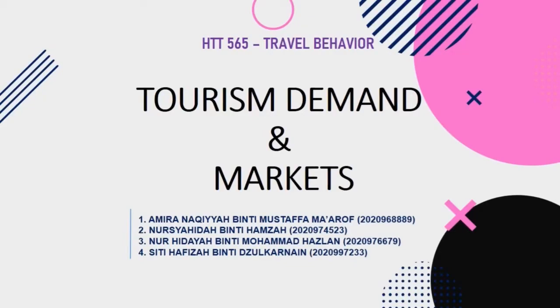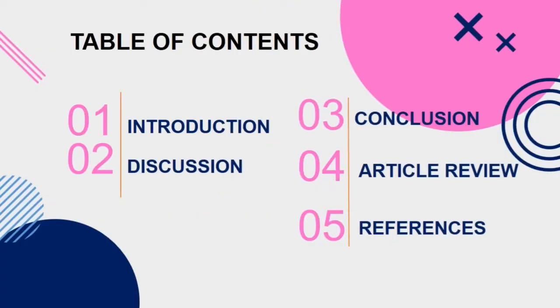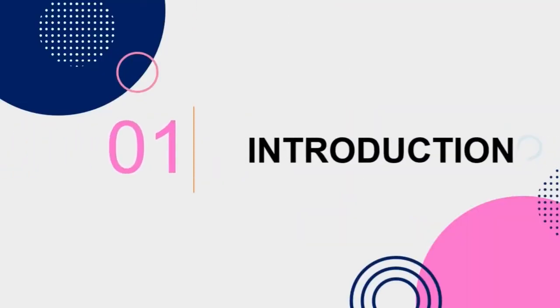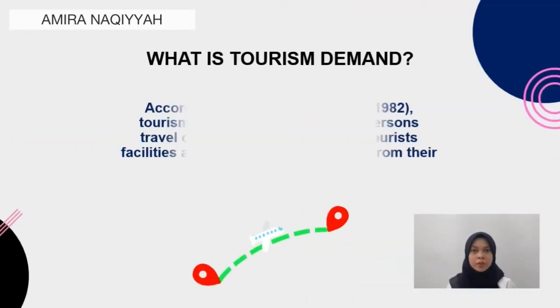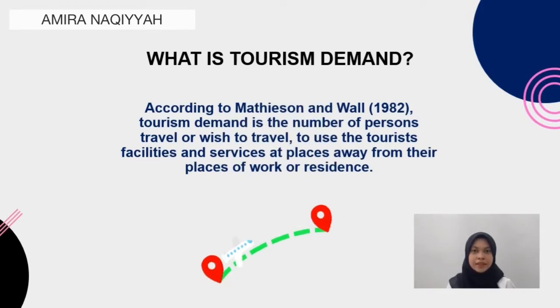We are going to present about tourism demand and markets. What is tourism demand? According to Madison and Wall 1982, tourism demand is the number of people who travel or wish to travel in order to use the tourism facilities or services at a certain destination away from their place.